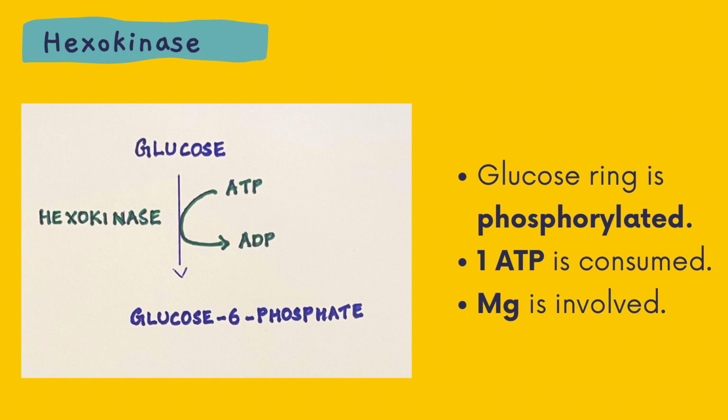The first step of glycolysis is the conversion of glucose to glucose 6-phosphate. The enzyme that catalyzes the reaction is hexokinase. Here the glucose ring is phosphorylated. Phosphorylation is the process of adding a phosphate group to a molecule derived from ATP. Hence, in this step, one molecule of ATP is consumed and ATP is converted into ADP. Magnesium is also involved in this reaction. So, the glucose ring is phosphorylated to form glucose 6-phosphate.